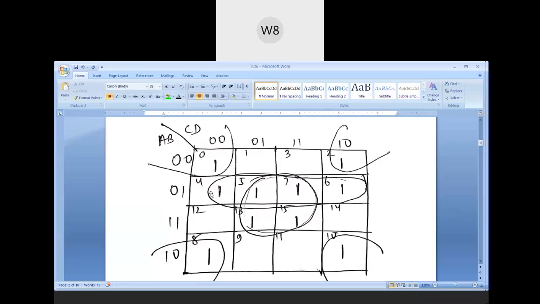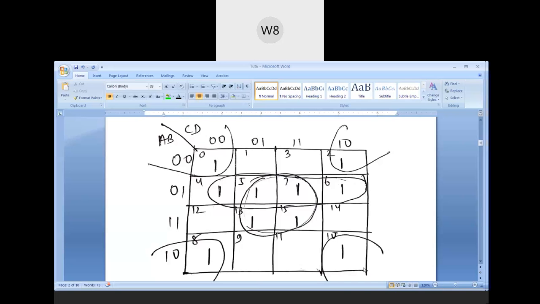Similarly, when we combine the cells 4, 5, 6, 7, then C and D will both get eliminated because they are on the x-axis and they appear in complemented and uncomplemented form. So what will survive is only A bar B.